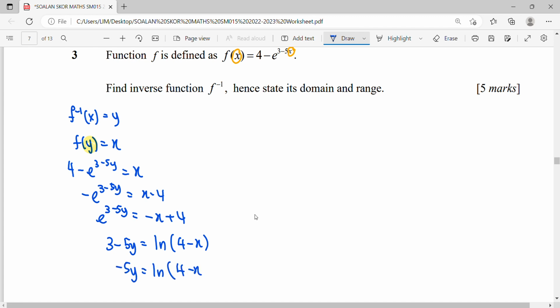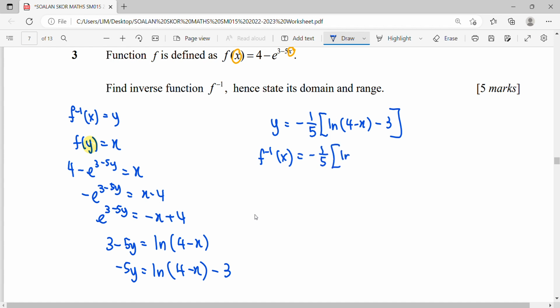Then simplify until you get y. So again divide by negative 5. After this, you state back f inverse. That will be our first part, finding f inverse. Hence, state the domain and range.